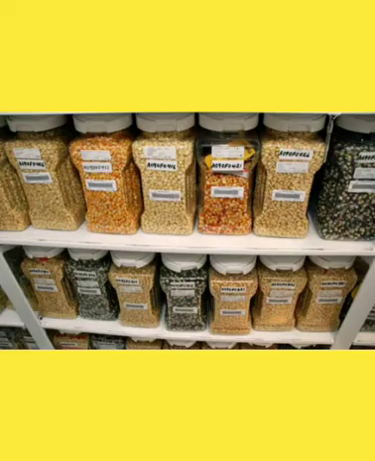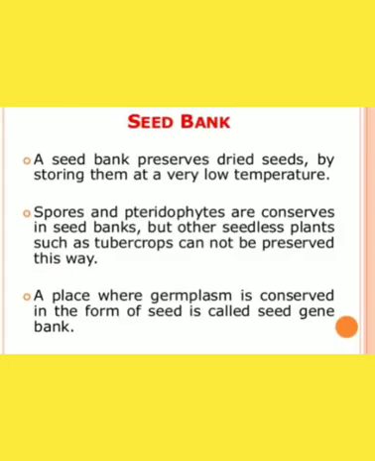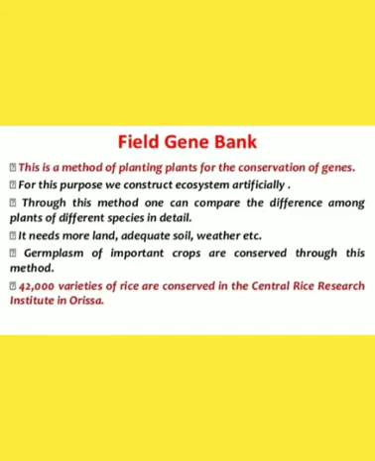So some strategies to conserve these species are: number 1 is seed gene bank. In seed gene bank, the dry seeds are preserved at very low temperature. There are many reasons to store seeds. One is to preserve the genes that plant breeders need to increase yield, disease resistance, nutritional quality, taste, etc. of crops.